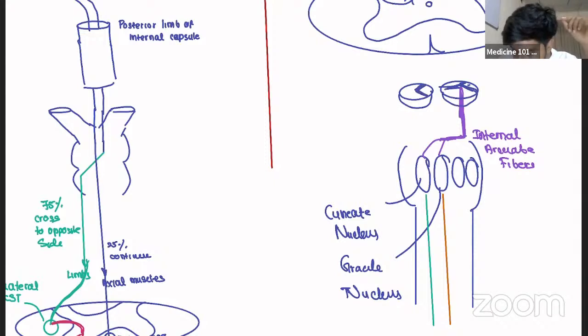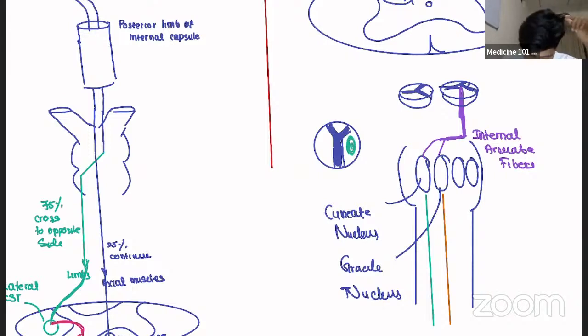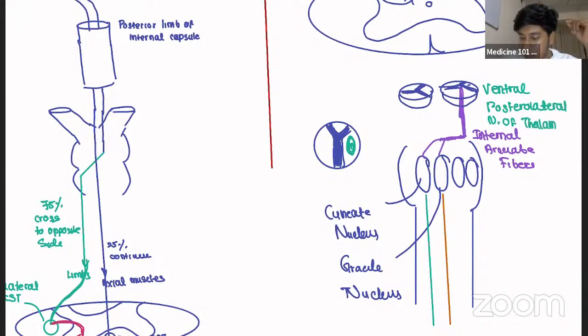So the thalamus, the way you draw it is, you draw a circle and you draw a Y. So this is the gray matter region of the thalamus. And the neurons will come to actually this area. It's called the ventral posterolateral nucleus of thalamus. Big names, don't worry. So that will go to the post central gyrus.